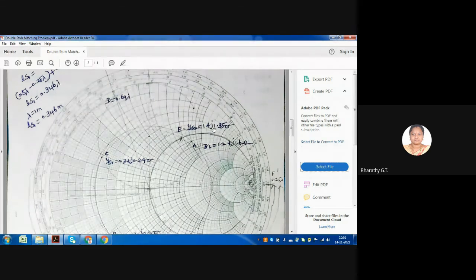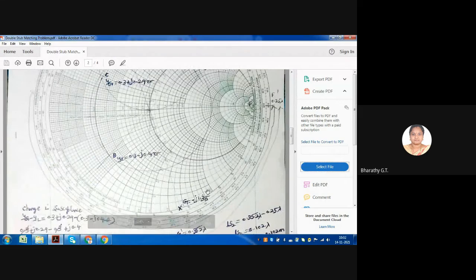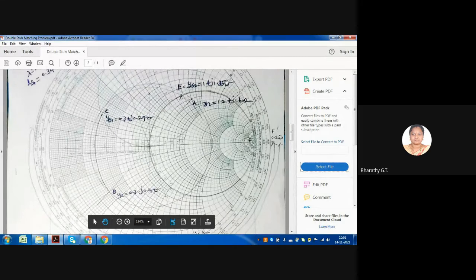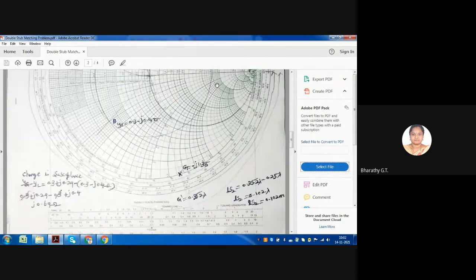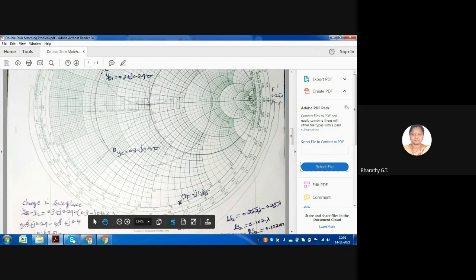So plus 1.35 is there, right? Plus 1.35 means you have to see what is minus 1.35. Here we have plus 1.35, so we have to go for minus. Mark below. See where minus 1.35 is. Mark that point as G. Mark minus j 1.35 as G. Join OG and extend it to the outermost part of the Smith chart. You will get G dash. So tell me what is the value of G dash you are getting.